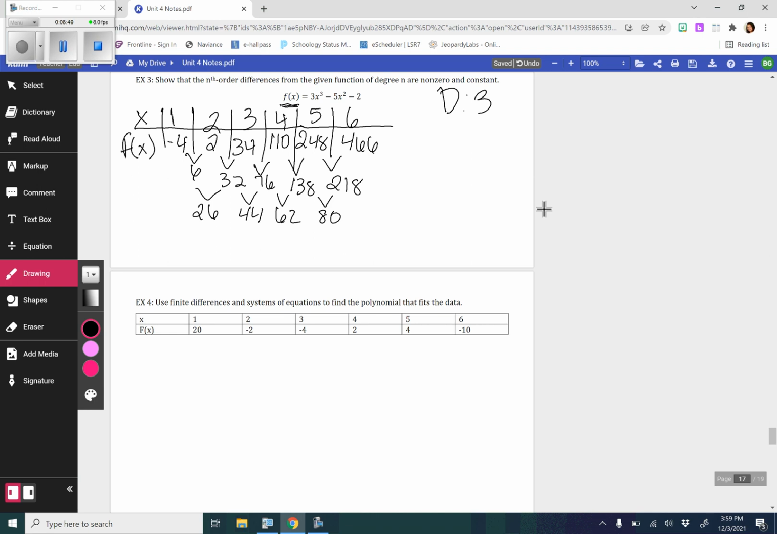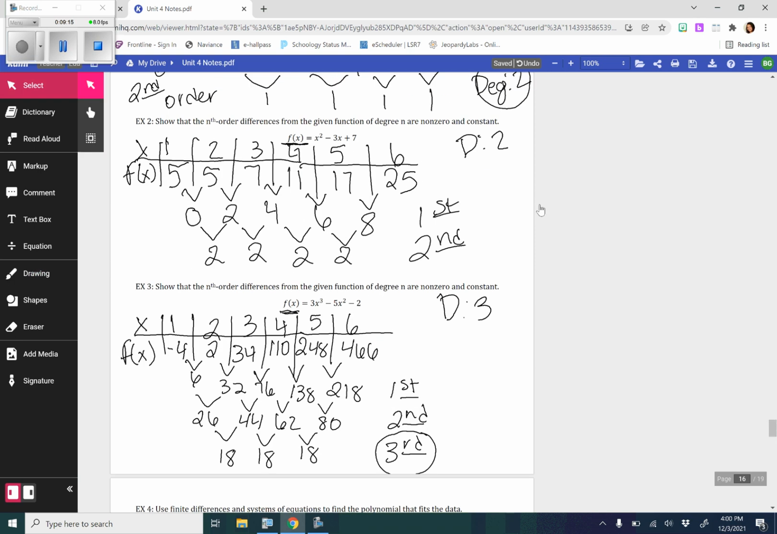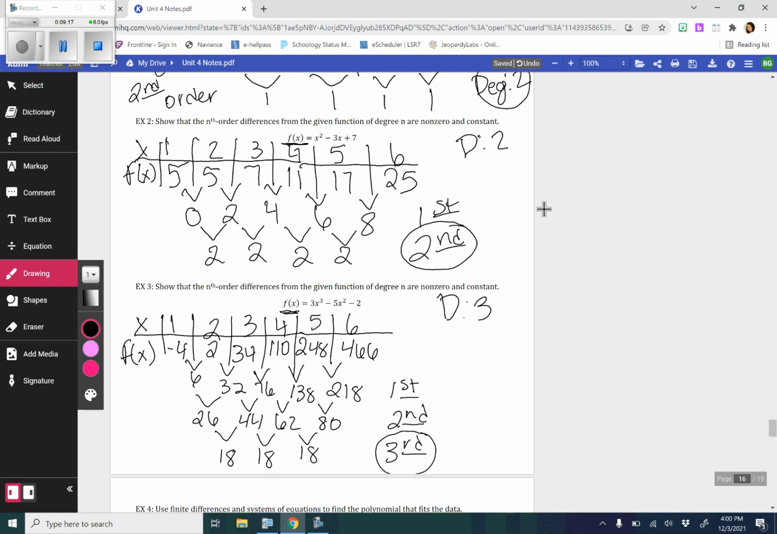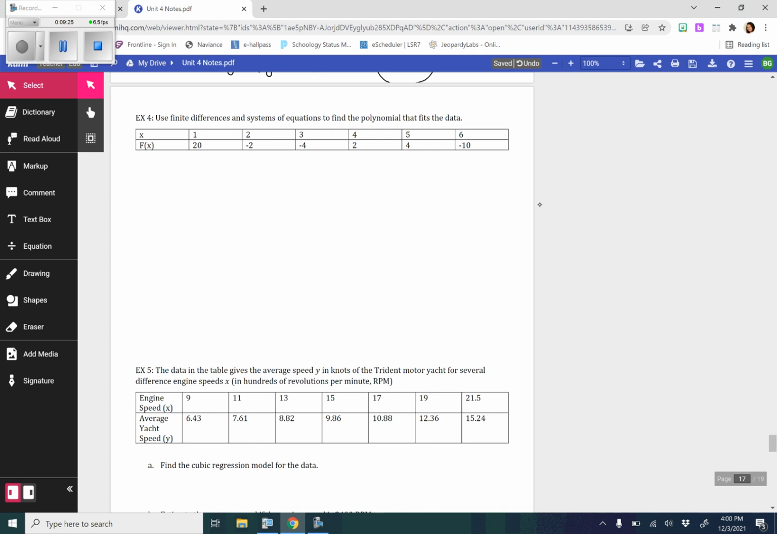Okay, now we subtract again. So from here, we get 18. So 44 minus 26. 62 minus 44 is 18. And then 80 minus 62, that's 18. So notice we get our first, second, and then our third. So we did this correctly, because notice that all our values are constant, just like we did it here, where all of our values were constant on that second order. Okay, make sure you keep working. I'm going to go to the next part here.